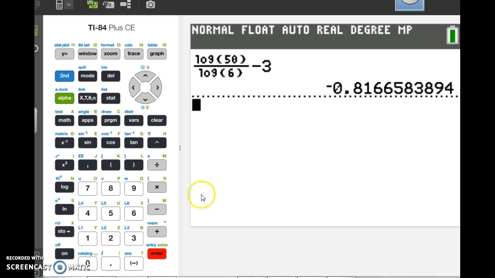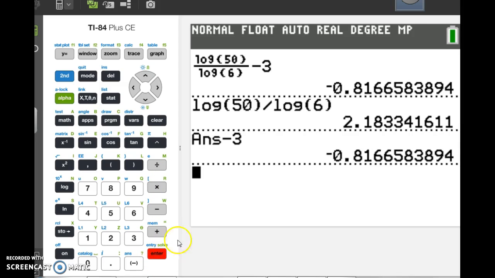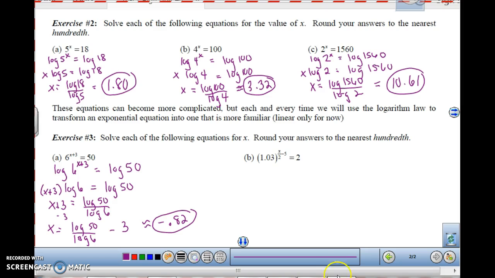Now, if you don't want to use the alpha key, you can enter it together like we've been doing: log of 50 divided by log of 6. Get that answer first, enter, and then minus 3 from it. Okay, so you do get the same answer. It's a little faster to enter one way or the other. It's whatever way you're most comfortable with, but you can do it both ways.